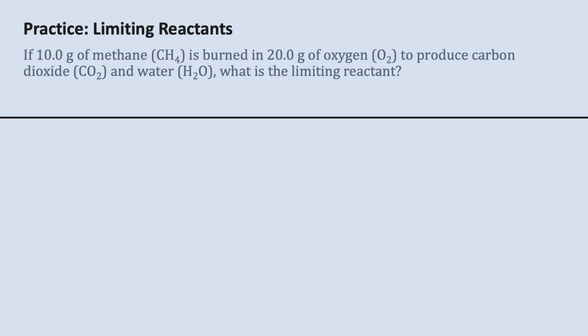So let's try something with limiting reactants. So we have 10 grams of methane, and it's burned in 20 grams of oxygen to produce carbon dioxide and water. And we're being asked first to determine what the limiting reactant is.